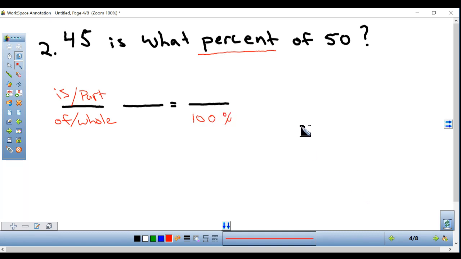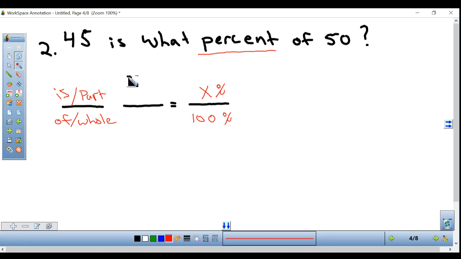I need to have another percent above it. Now, if we read this problem, 45 is what percent of 50? I don't see any other percents. There's no other number with a percent sign. So I know in this problem, I'm going to be working to find my percent. And I should be able to fill in the other 2 numbers on the left over here.